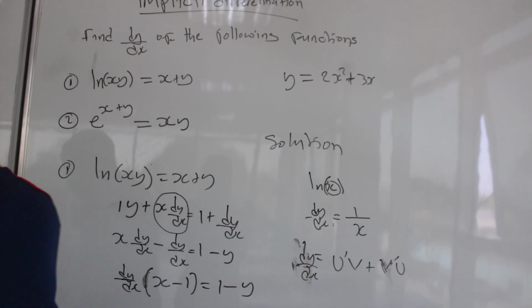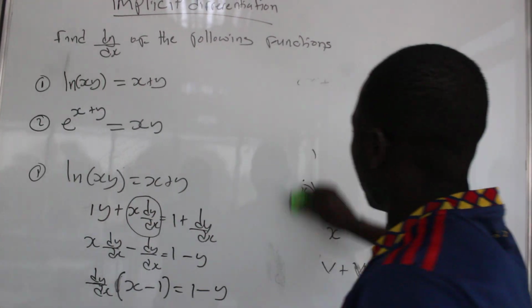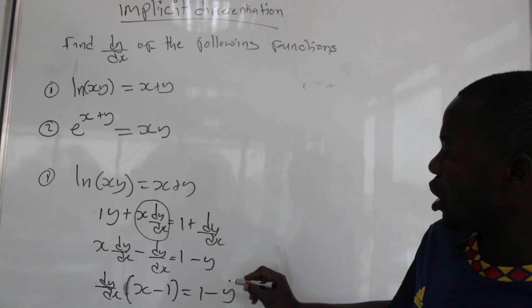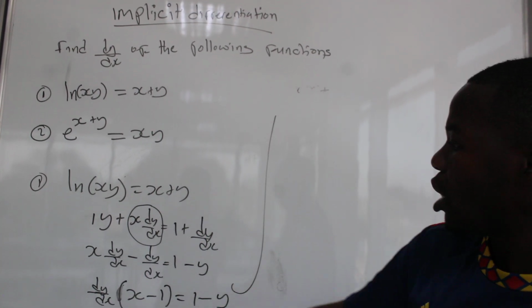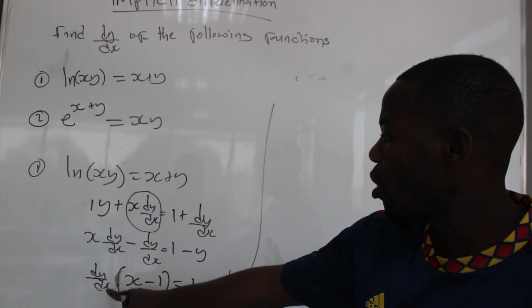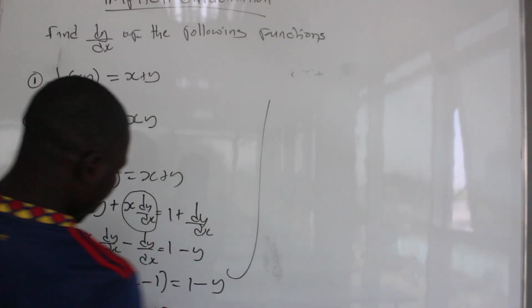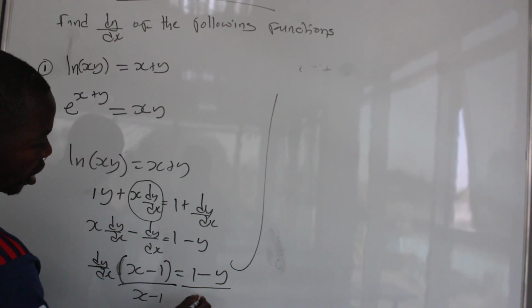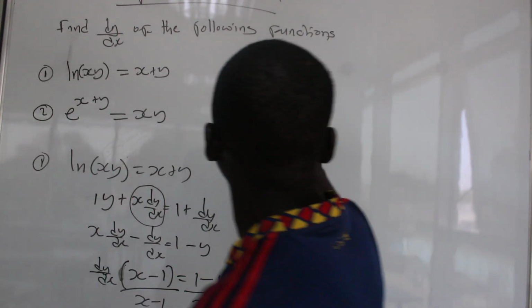Okay? So now this function continues. Since you have isolated dy dx, here you are going to divide both sides by x minus 1. Divide both sides by x minus 1. So it will come in.